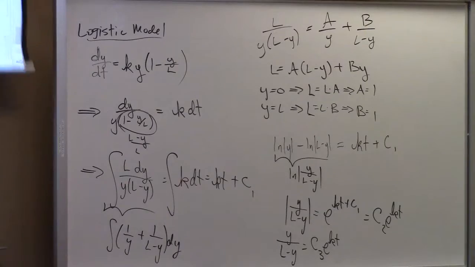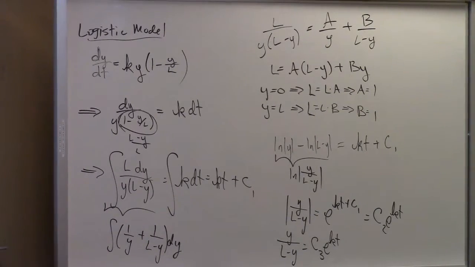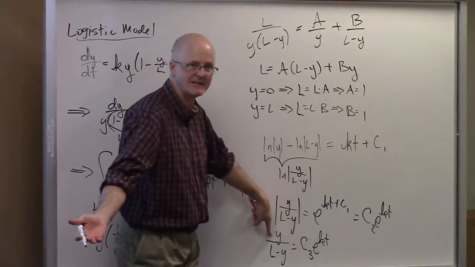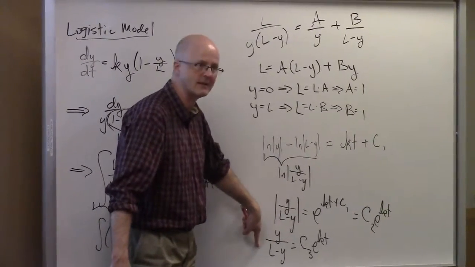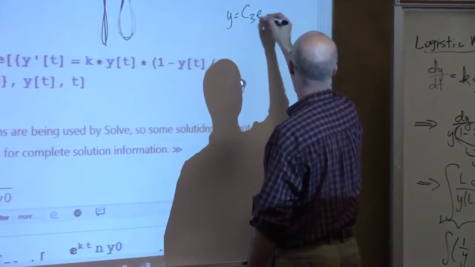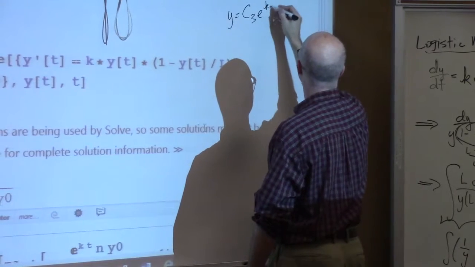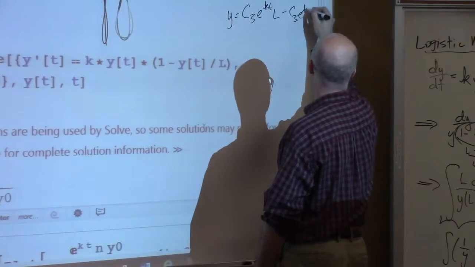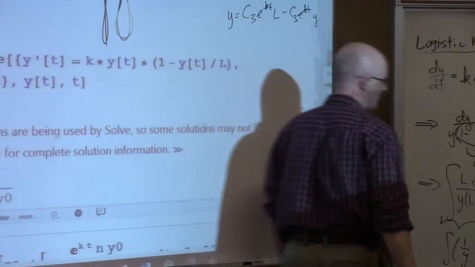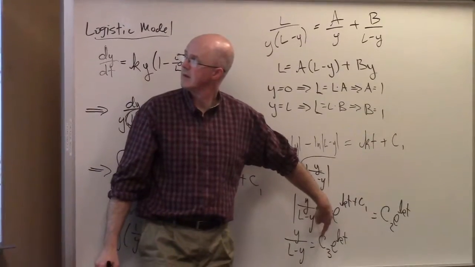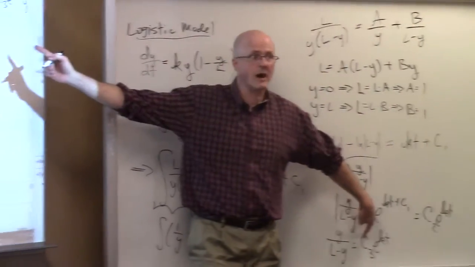Let's do that up here. I can cross multiply. Multiply both sides by L minus y, really. It cancels on the left side, so you just get a y on the left side. On the right side, you get c3 e to the kt times L minus c3 e to the kt times y. And you multiply this by L minus y. Solve this for y now.